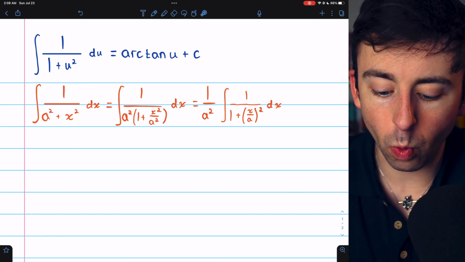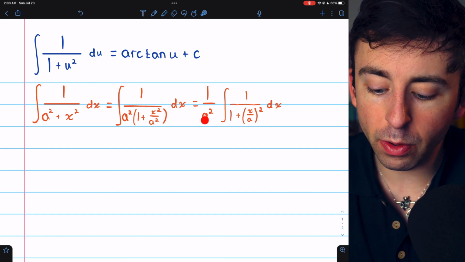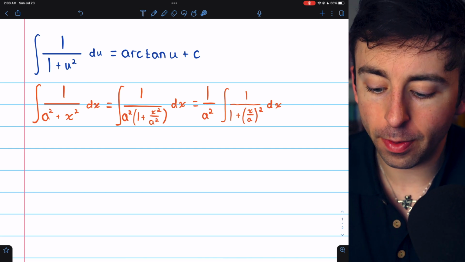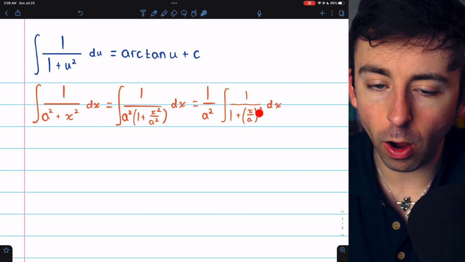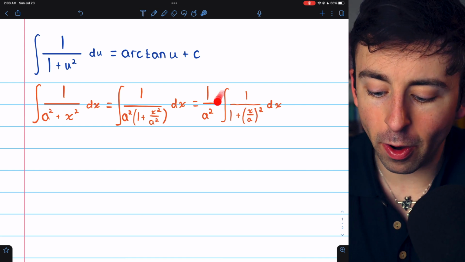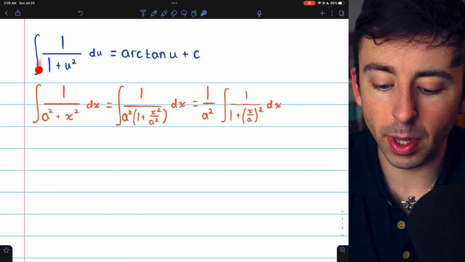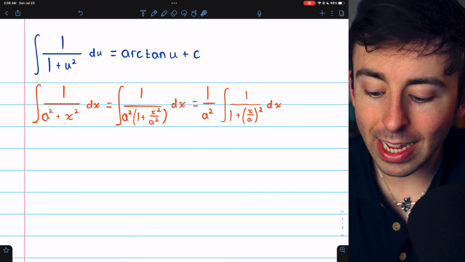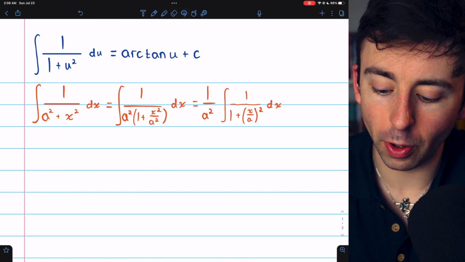Then we can take the 1 over a squared out of the integral and rewrite x squared over a squared as x over a all squared. Now it's starting to look a bit more like the familiar formula. We just have to apply u-substitution. We'll let u equal x over a.